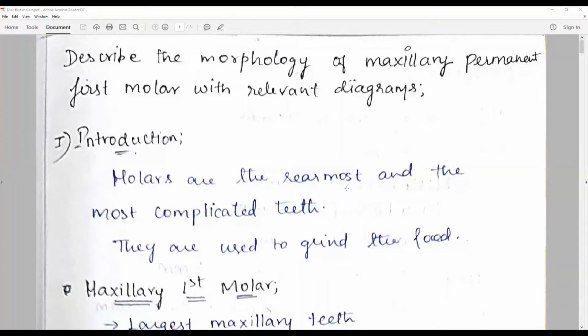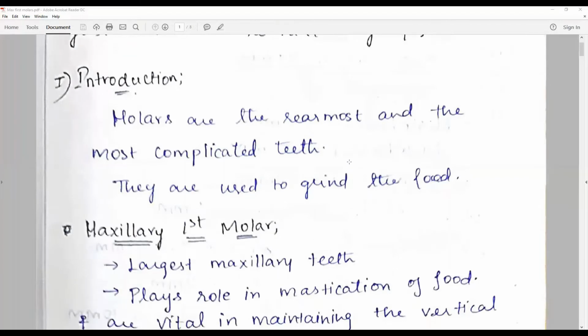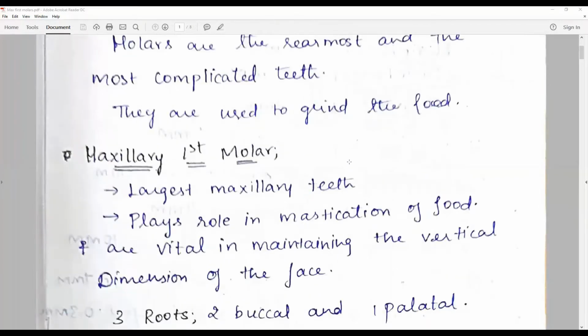They are the largest teeth in the maxilla and have one of the largest crowns, in fact the largest crown in the mouth. It is complex and it is the least variable in anatomic form. And it is wider buccolingually than mesiodistally. Shorter occlusogingivally than the maxillary premolars.